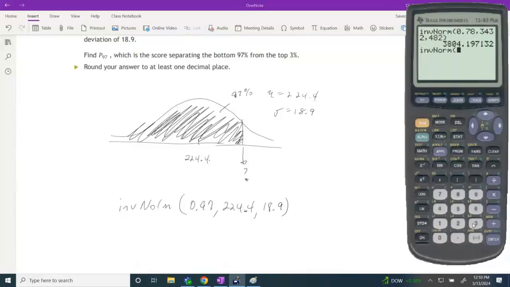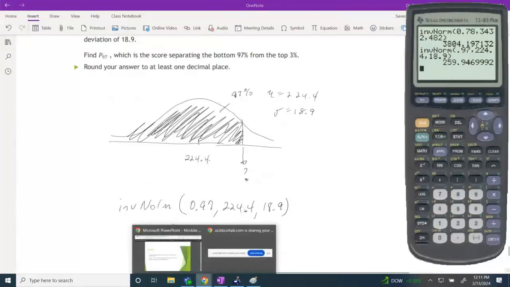So I'm going to put this in as inverse normal, 0.97, comma, 224.4, comma, 18.9. And we get 260. We're going to round to the nearest whole number. And then there's a problem on the handout, number 4, and it's basically dealing with the same concept.